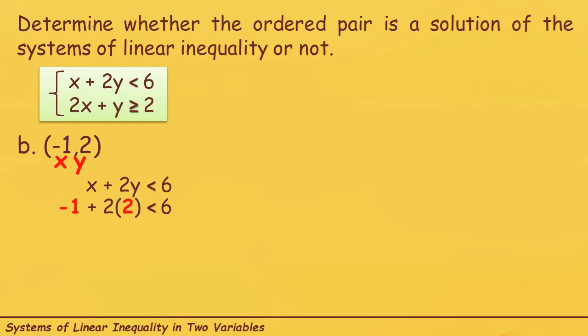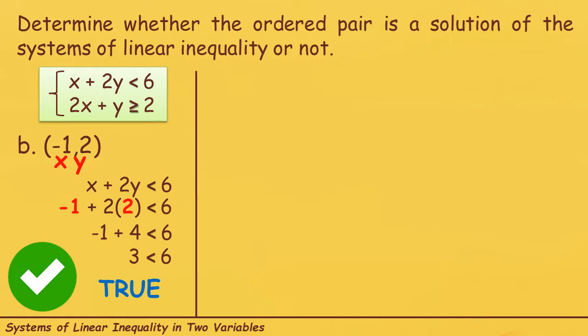Simplify lang natin. Negative 1 plus 4 is less than 6. Negative 1 plus 4 is 3. 3 is less than 6. Alamin natin kung ang 3 is less than 6 is a true or a false statement. What do you think? Is it a true or false? Okay, that's correct. It's a true statement dahil mas maliit talaga si 3 kesa kay 6.